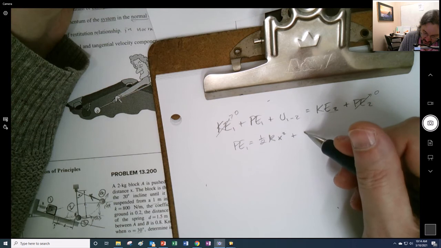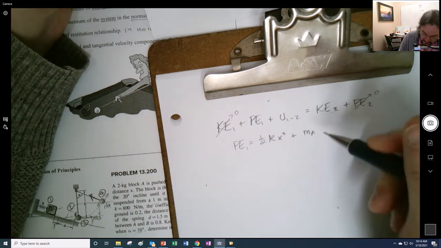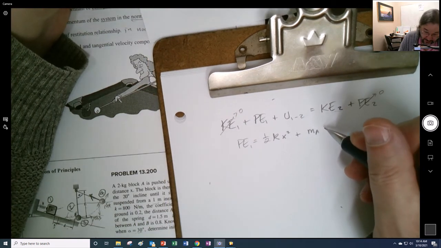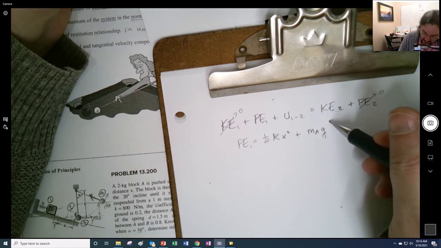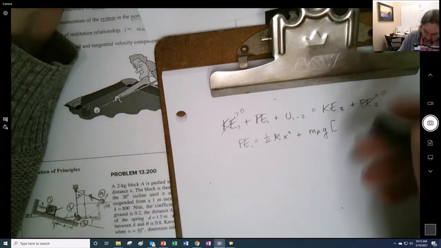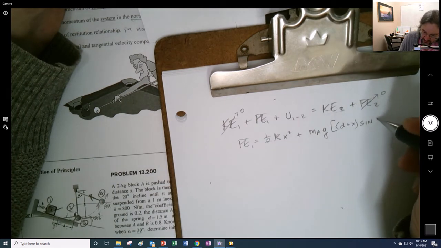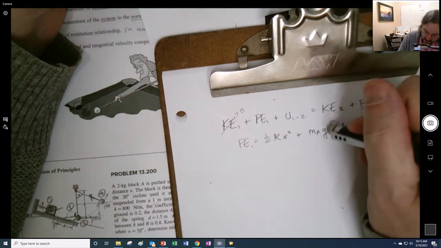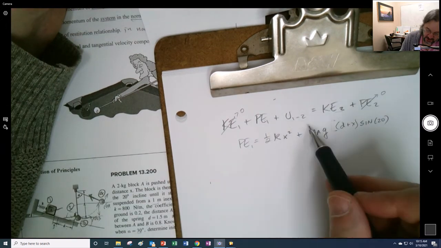plus the MAG. Now the distance that this thing is going to, the distance and the height from here down to there is going to be D plus X times the sine of 20. So D plus X sine of 20 degrees, and I didn't need this bracket right here. All right, so that's going to be the potential energy right in here.